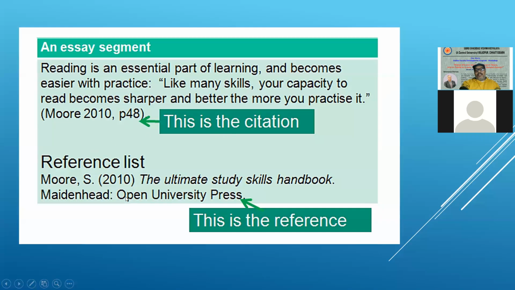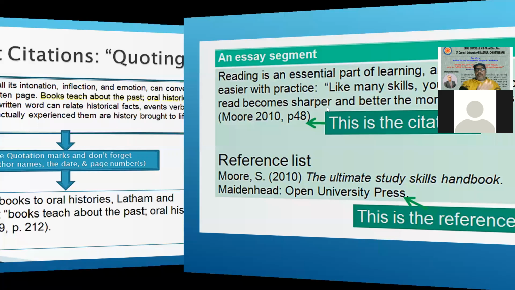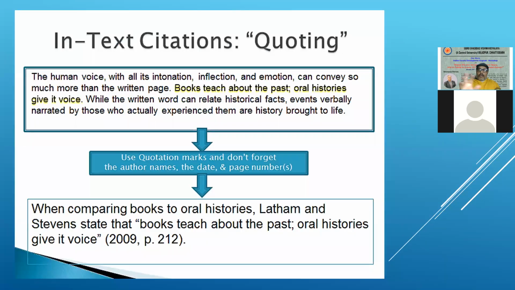Okay, guys. And this is a reference: More S. 2010, The Ultimate Study Skills Handbook, Maidenhead, Open University Press. So this is, guys, the reference. Reference is always given in the reference list. But as far as the citation is concerned, it will be attached to the paragraph like this: Reading is an essential part of learning and becomes easier with practice. Like many skills, your capacity to read gets sharper and better the more you practice. I'm just showing you these because we are now approaching the close of the session, right?